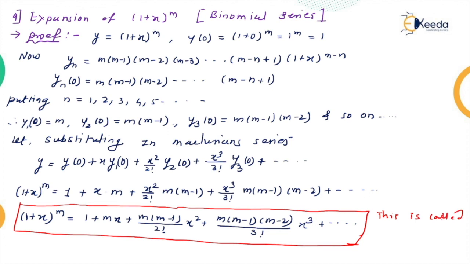the binomial series, and this is valid only for x lies between minus 1 to 1. This is your proof of the expansion of 1 plus x bracket raised to m. Understood this? Thank you.